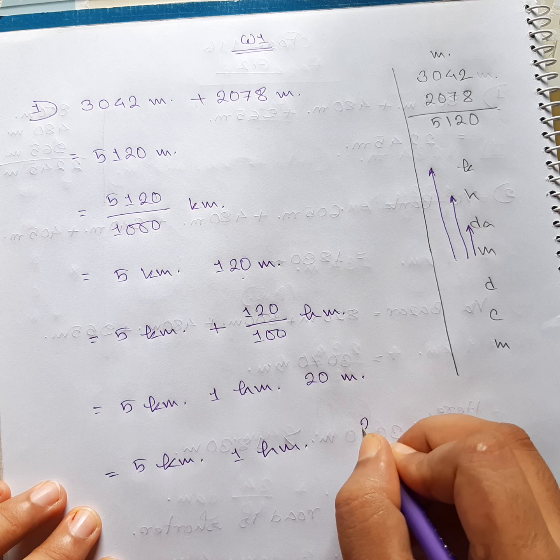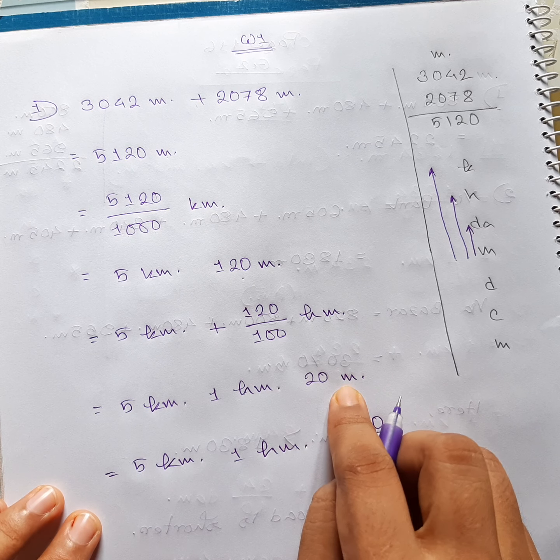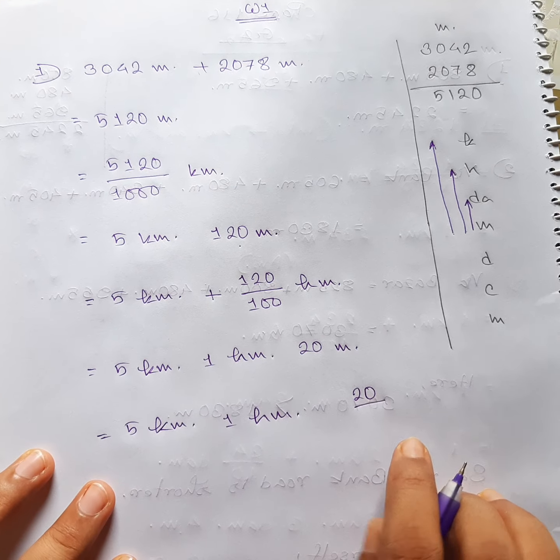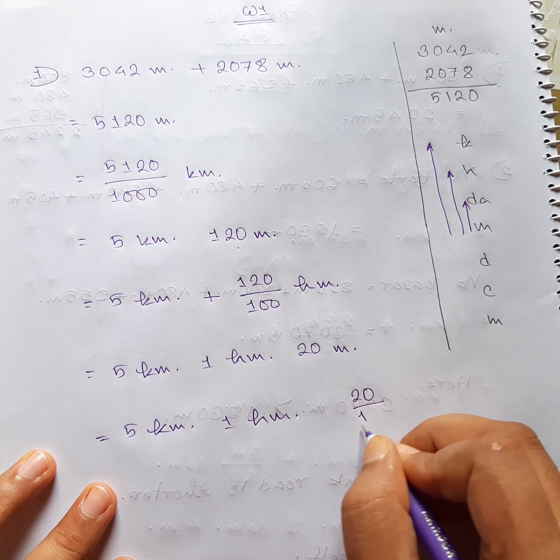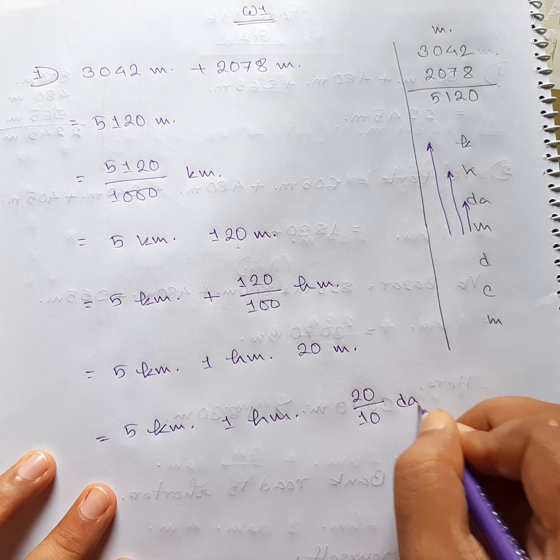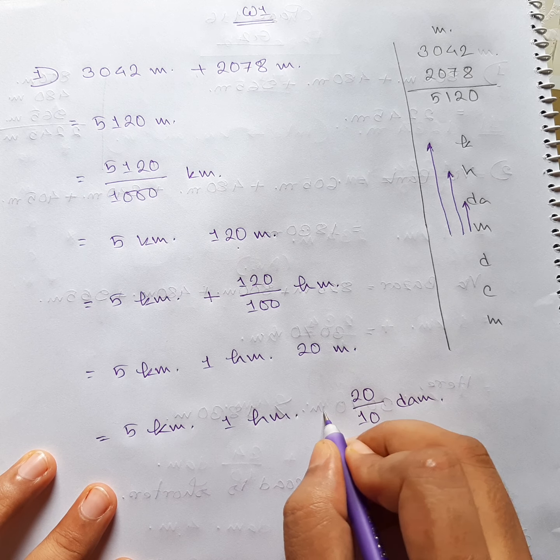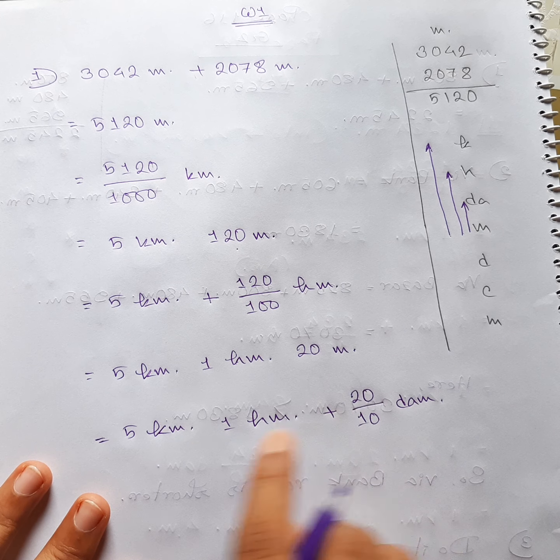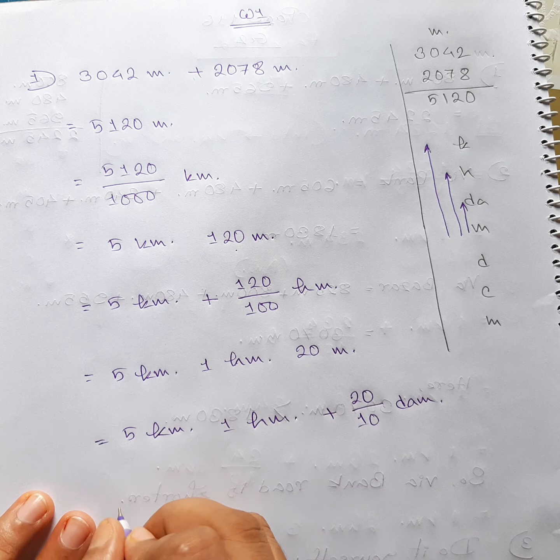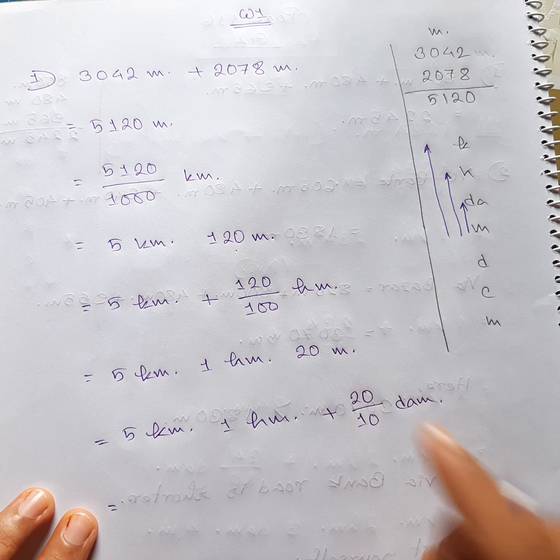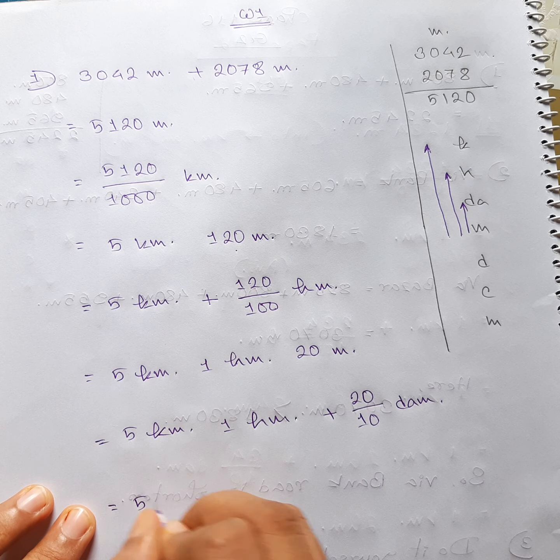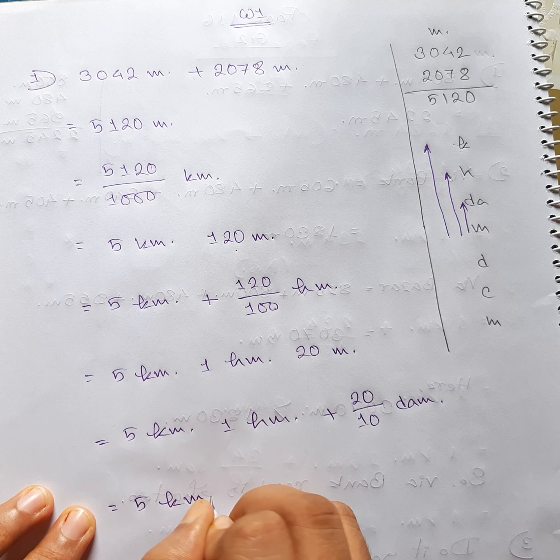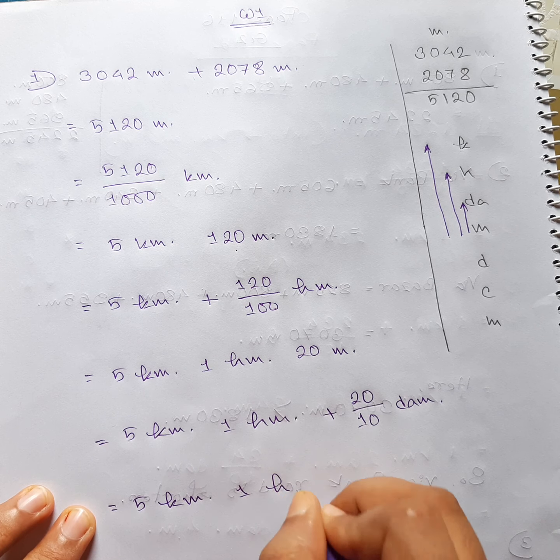And this part is the active part. Again, to convert them, meter to decameter, take the 2 digit number, which is 10, and it will become decameter. And the active part is separated from the rest of the part with a plus. Now 0 and 0, no remainder. 2 divided by 1, the answer is 2. So it is 5 kilometer, 1 hectometer, and 2 decameter.